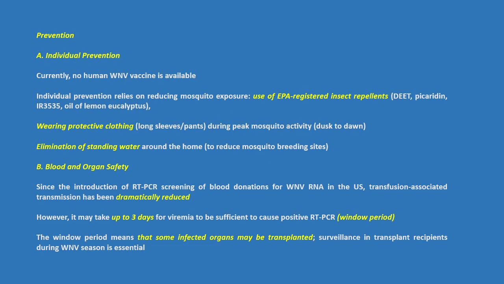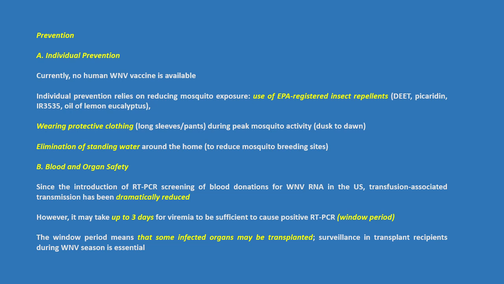Prevention. Individual prevention: currently, there is no vaccine available. Individual prevention relies on reducing mosquito exposure by use of EPA-registered insect repellents, wearing protective clothing, eliminating standing water around the home to reduce mosquito breeding sites.